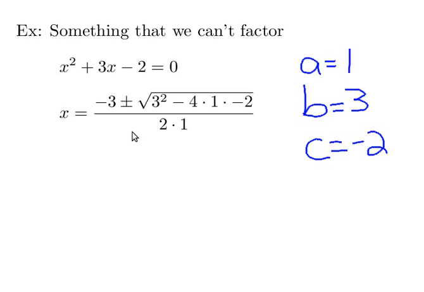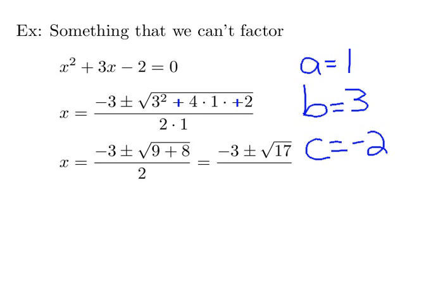So now I want to clean up the inside of this right here. So we have x equals, of course we still have the negative 3, plus or minus the square root, and this is the part that we need to clean up. 3 squared is going to give you 9, minus, okay, this negative and negative becomes a positive, so plus 8, all over, and 2 times 1 is equal to 2. So now we can simplify this a little bit further to negative 3 plus or minus square root of 17, all over 2.